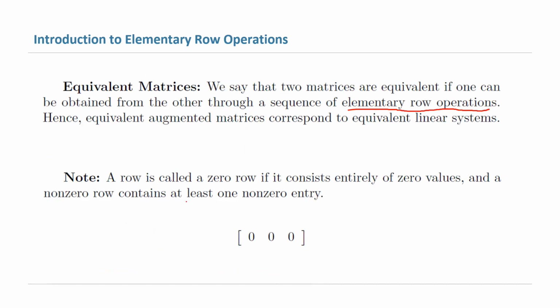We say that a row is called a zero row if all entries on that row are equal to 0. For example, take a look at this one: 0, 0, 0. Every entry is equal to 0.